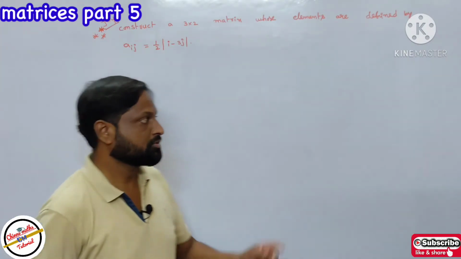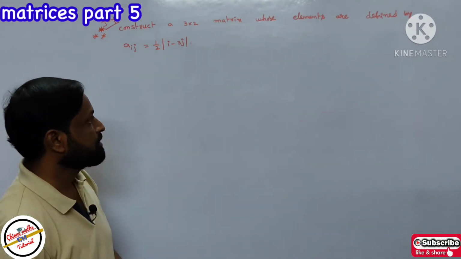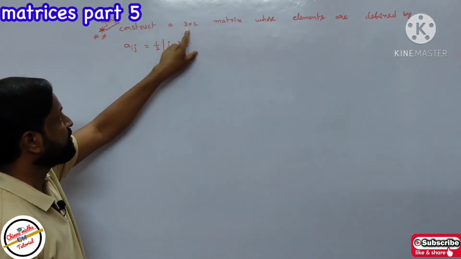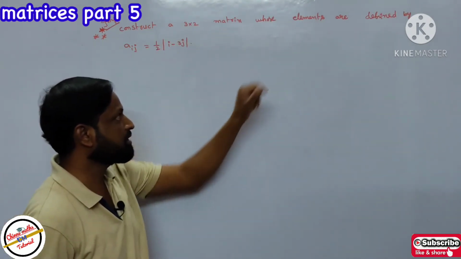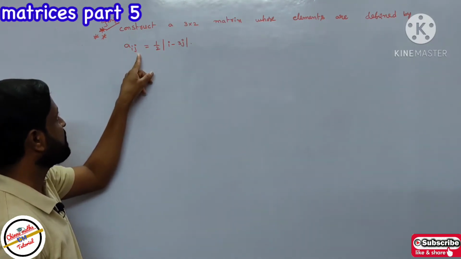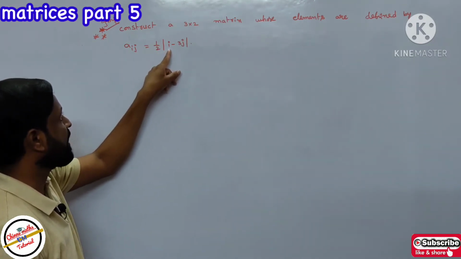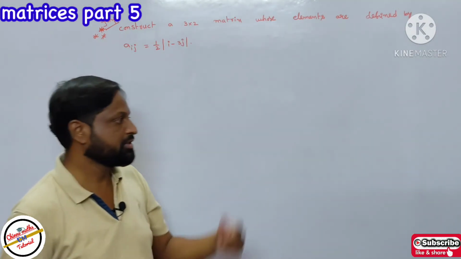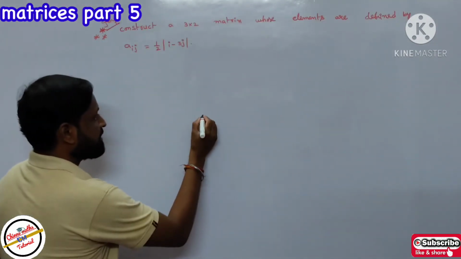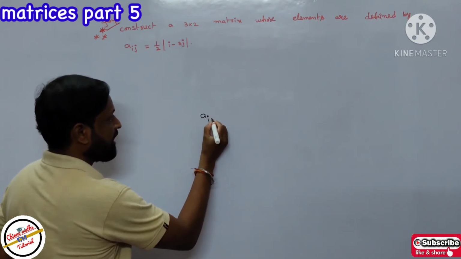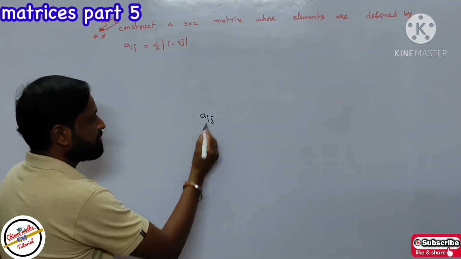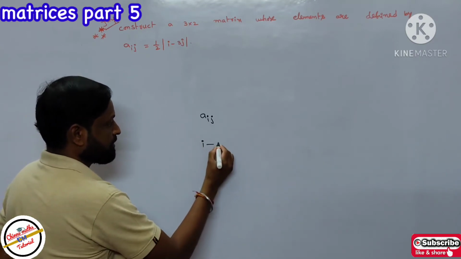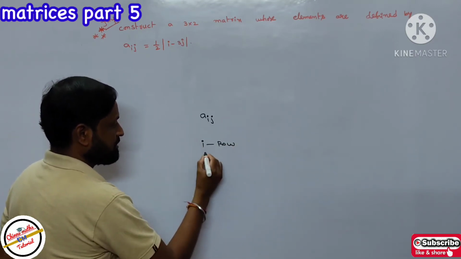We discuss the last question for this exercise. Here it is a very important question. Construct a 3 by 2 matrix whose elements are defined by Aij equal to 1 by 2 modulus of I minus 3j. See here, before solving this question, first we discuss some concept of Aij. What is the meaning of Aij? Aij means A is the element of the ith row and jth column.